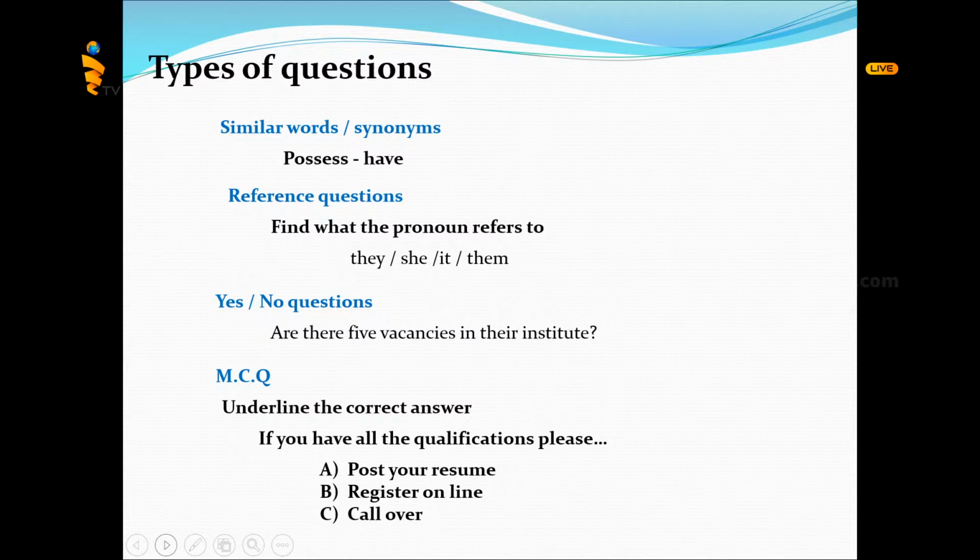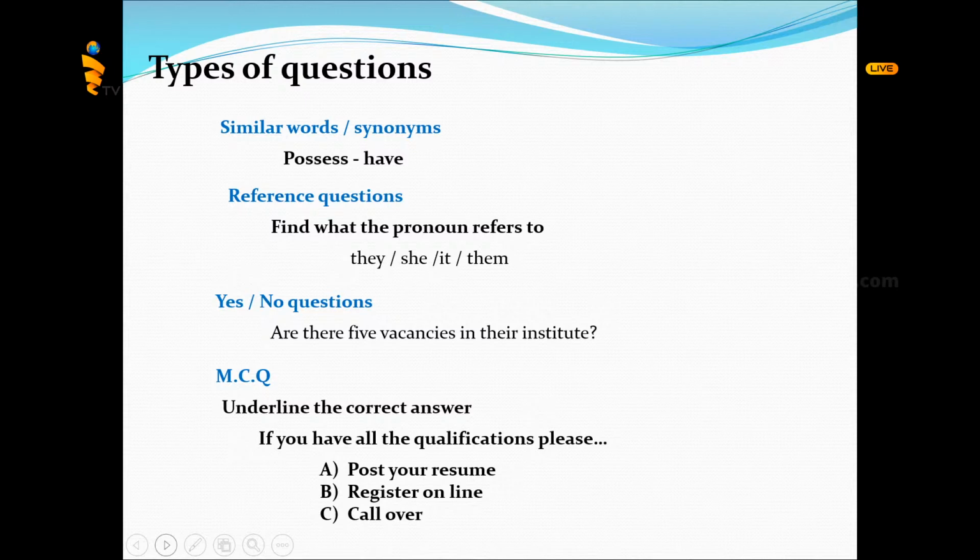In a reading comprehension, you will come across these types of questions. For example, similar words or synonyms. Example, the word possess means have. And then you would also come across questions like finding what the pronoun refers to, a reference question, where the pronouns are bolded in your text and you have to find what those pronouns mean.